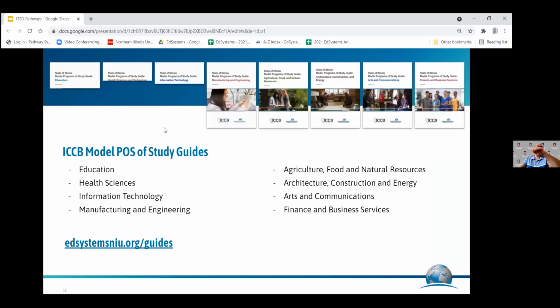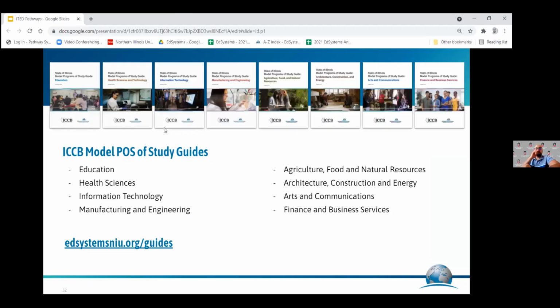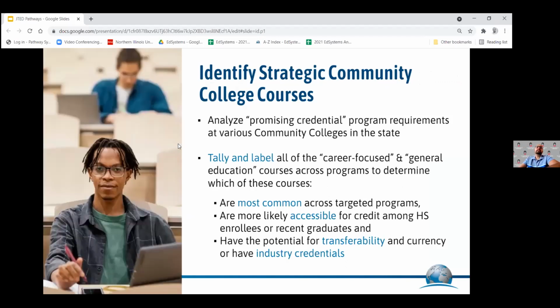One thing I wanted to highlight once again is these model programs of study guides that we created for the Illinois Community College Board. The reason why I wanted to highlight these is they look at what are some of the very, very entry-level courses that someone in a certain pathway space or an industry sector can be targeting as their introductory strategic community college courses, right? We're not talking about advanced courses for a major or someone in a bachelor's degree.